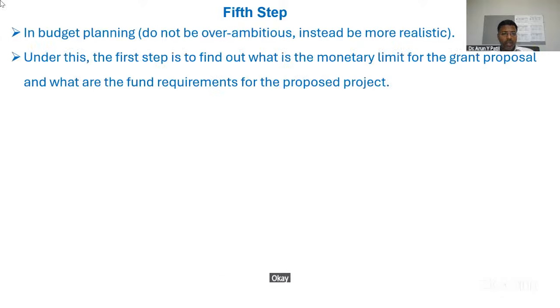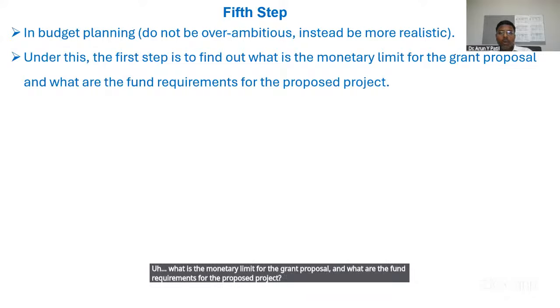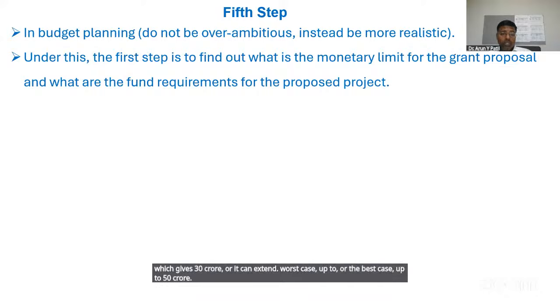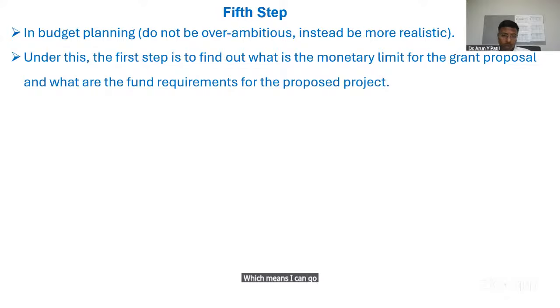Okay. Under this, the first step is to find out what is the monetary limit. What is the monetary limit for the grant proposal, and what are the fund requirements for the proposed project? So you have to identify what is the limitation with which the grant proposal is being targeted. And having said that, I talked about the recent ANRF Maha, which gives 30 crore, or in the best case it can extend up to 50 crore, which means I can go for 50 crore.